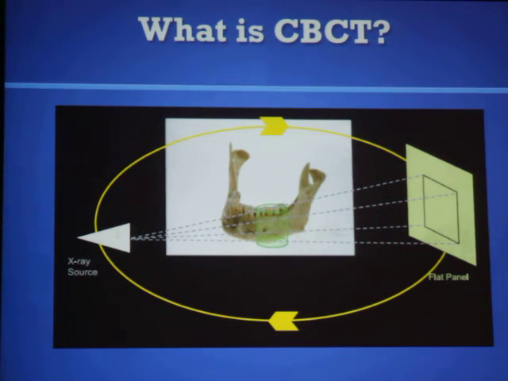And once it takes the panoramic image, then it has good computer software support, where the software will take the image and slice it up into 3 dimensions, giving us a 3-dimensional reconstruction of the tissue it has exposed.